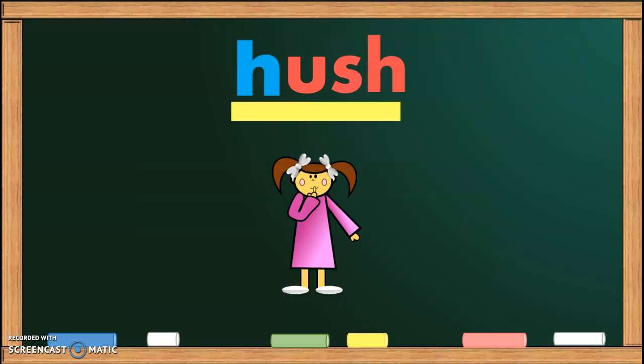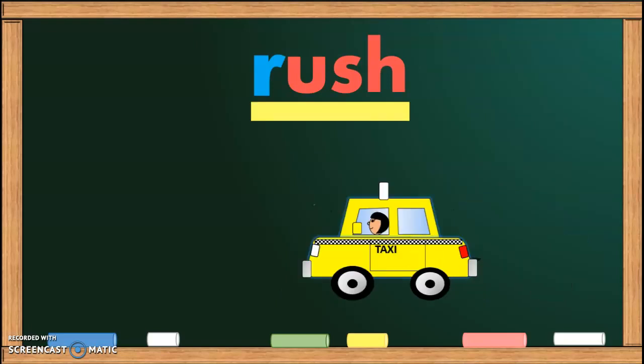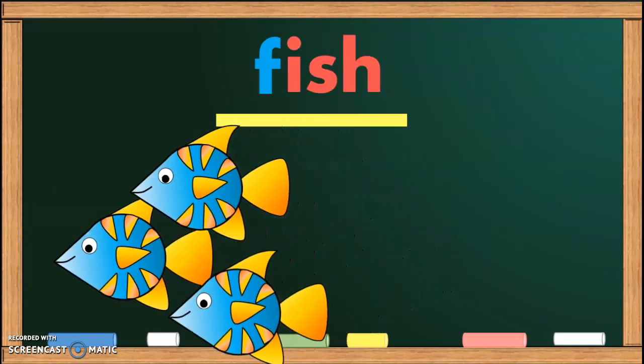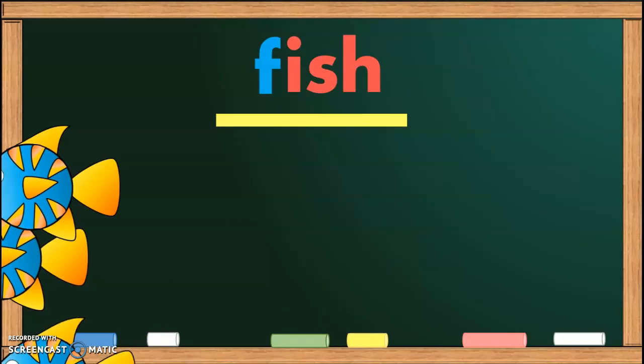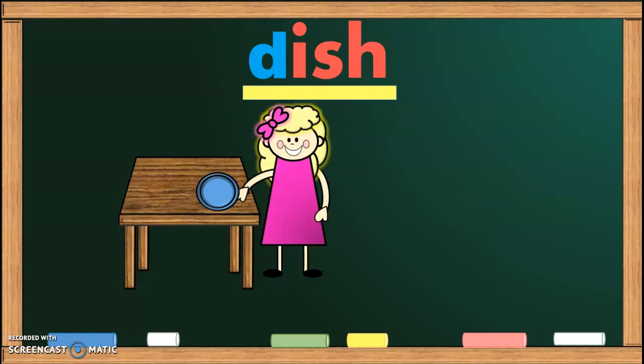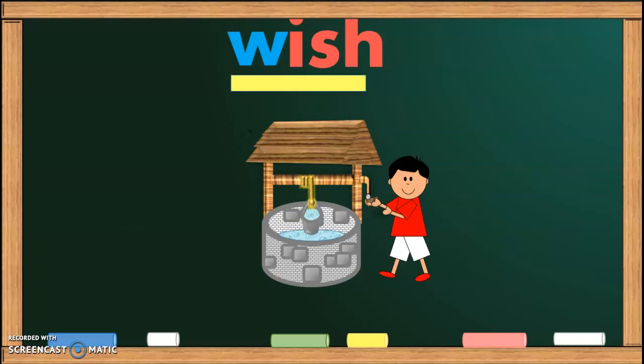H. Ush, hush, be quiet. R. Ush, rush. She's in a big rush. F. Ish, fish. D. Ish, dish. W. Ish, wish. Make a wish.